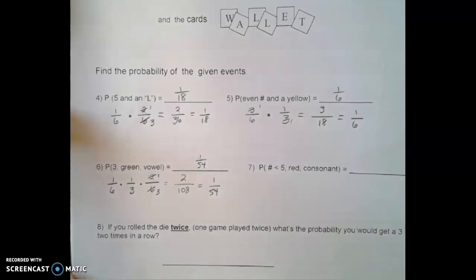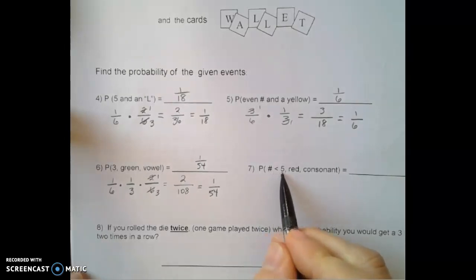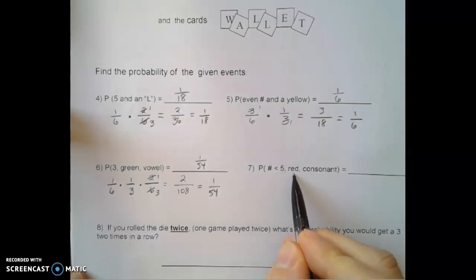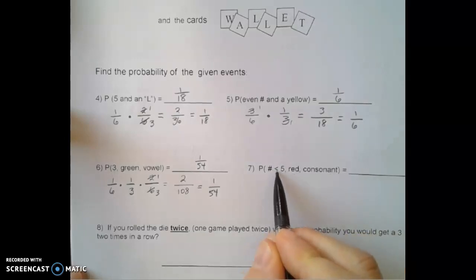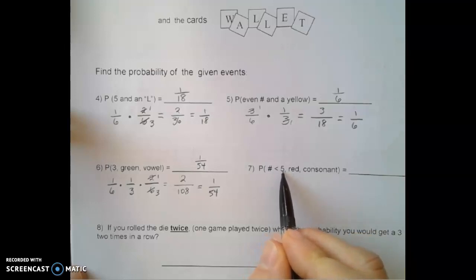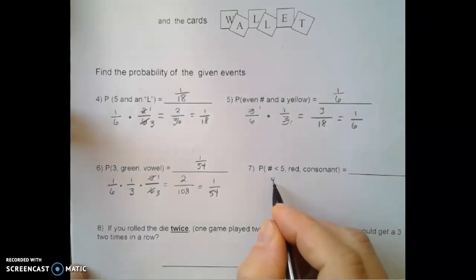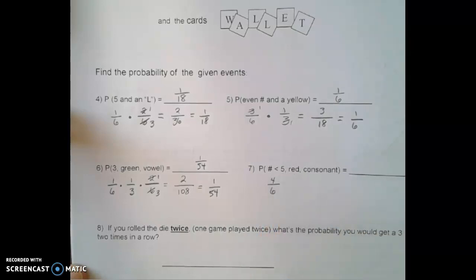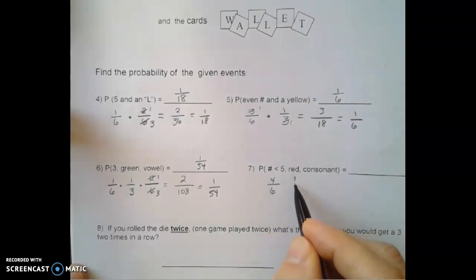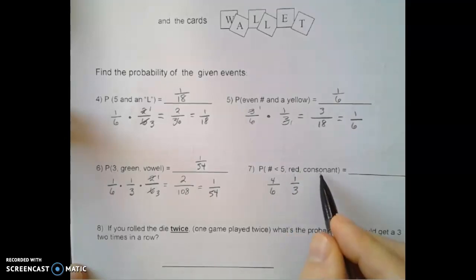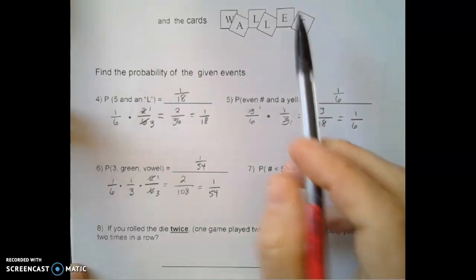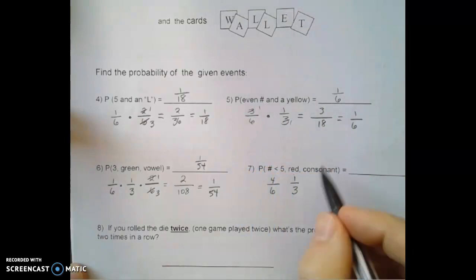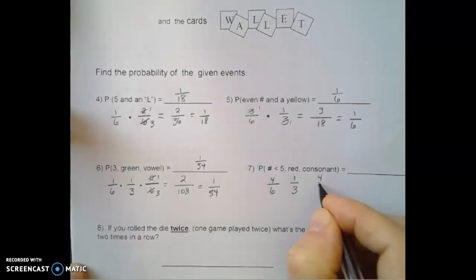Number 7. I want the probability of getting a number less than 5 on the die, red on the spinner, and a consonant in the word wallet. Okay, to get a number less than 5 on the die, that's the numbers 1, 2, 3, and 4. So 4 out of the 6 on the die. Red on the spinner, that's 1 out of the 3 sections. That's the 1/3 probability. And consonant in wallet. Remember that a consonant is any letter that's not a vowel, so that's going to be W, L, L, and T. So that's going to be 4 out of 6.